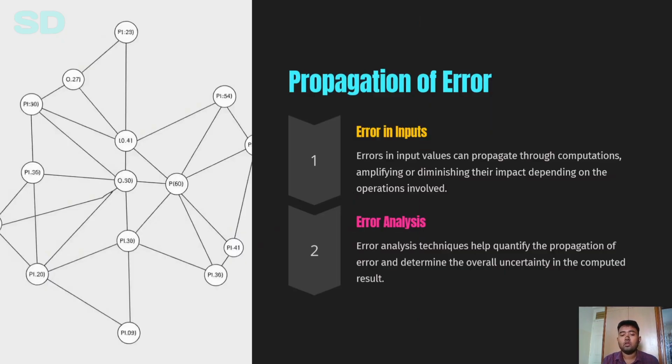Propagation of error. Error in inputs. Error in input values can propagate through computations, amplifying or diminishing their impact depending on the operations involved. Error analysis. Error analysis techniques help quantify the propagation of error and determine the overall uncertainty in the computed result.